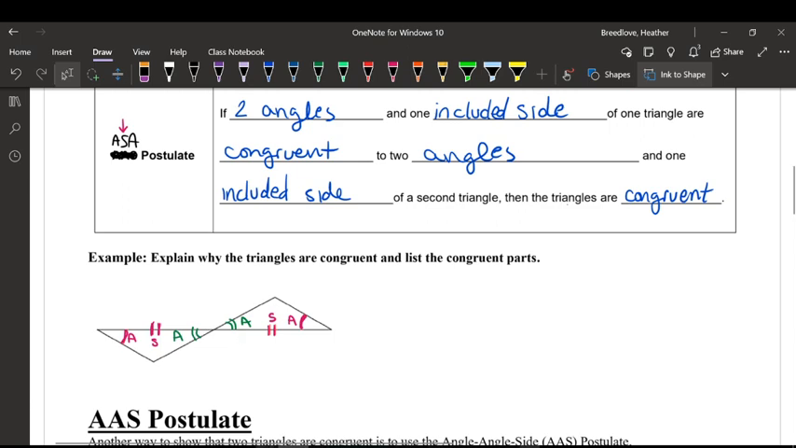And what's the congruent part? There's no letters here, so we'll just take that off. So the reason why is the angle side angle postulate.